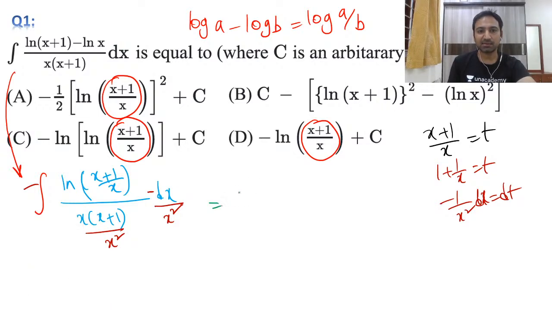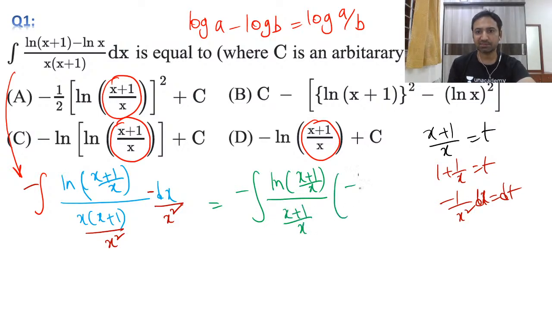This becomes minus integration of log of (x plus 1 by x), and the denominator is what you get when you divide with x. So what do we get, guys? Am I getting x plus 1 by x? Yes, that's what we're getting. And this is minus dx by x square.